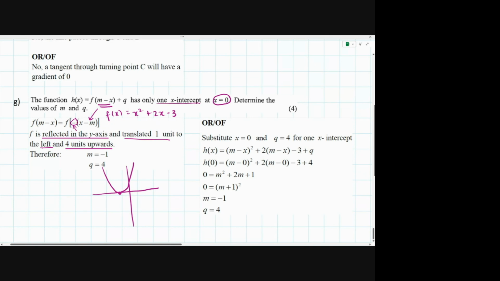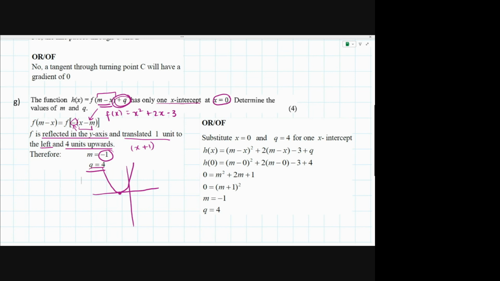And so this bracket needs to express a move to the left. So x plus 1, which is why m needs to be negative, and q needs to represent my shift 4 units up. All right, this was not a particularly easy question, I'm going to be honest, because you needed to manipulate that bracket before you got going.